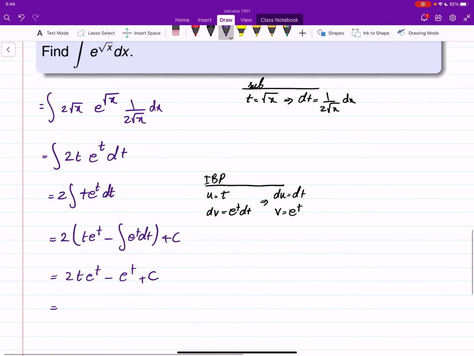Well, we can simplify this a little. Oh, okay, I forgot that one there. So now I can do this. But remember that I have done a substitution. So this will be 2 (root x minus 1) e to the power root x and then plus c.